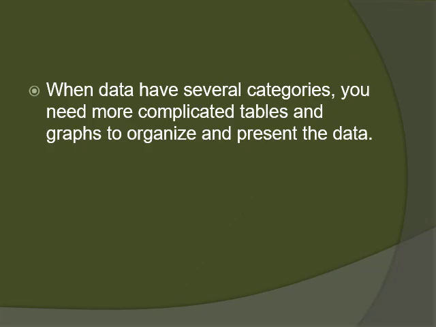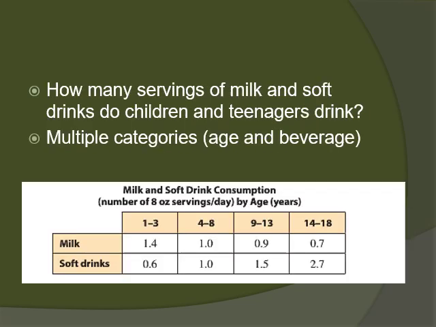So again, when data has several categories, we're going to have to make our tables just a little bit more complicated. We can't just do a simple bar graph as we were in Unit 2. We're going to have some tables and graphs we'll see today to present the data, to show it, so that other people can interpret what it means.